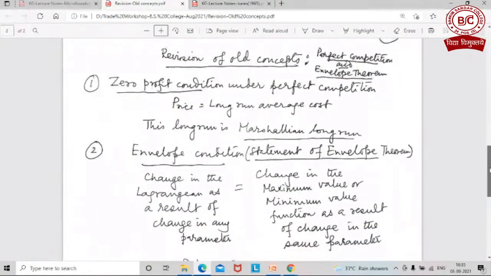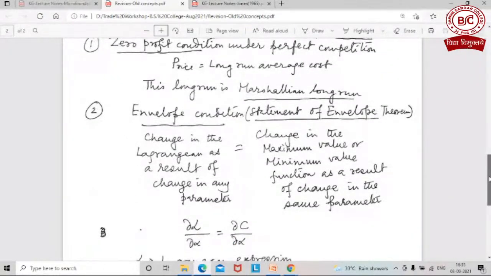Next comes the envelope condition, which we frequently use in trade theory. In fact, there are questions on the use of the envelope condition in the context of trade models. When we consider the envelope theorem, we know it implies that the change in the Lagrangian expression as a result of a change in any parameter, say alpha, is the same as the change in the maximum value function. If it is maximization of utility, then it's the change in the maximum utility function, that means the indirect utility function, with respect to the change in the same parameter. If it is minimization of cost, we call it the minimum value function. So that's why we say the change in the Lagrangian as a result of a change in any parameter is the same as the change in the maximum or minimum value function as a result of the change in the same parameter. This is known as the envelope theorem.